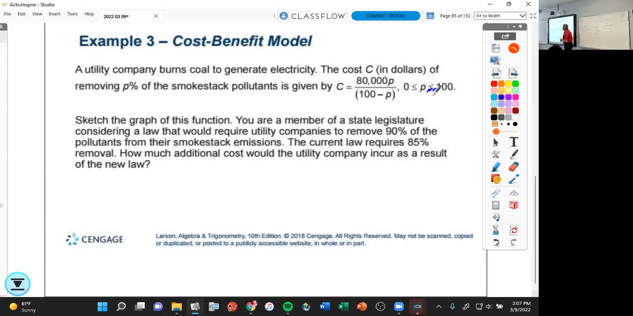Okay. Can y'all answer that part of the question without graphing it? No. Some people can, some people can't. How would you find out how much it costs to remove 85% of the pollutants? Yeah, that's just saying P is 85, right? So if you plug an 85 in there and an 85 in there, you can get me a cost. So what is the cost of removing 85% of the pollutants? And I don't know if it's equal or approximate, so I'm just going to do that.